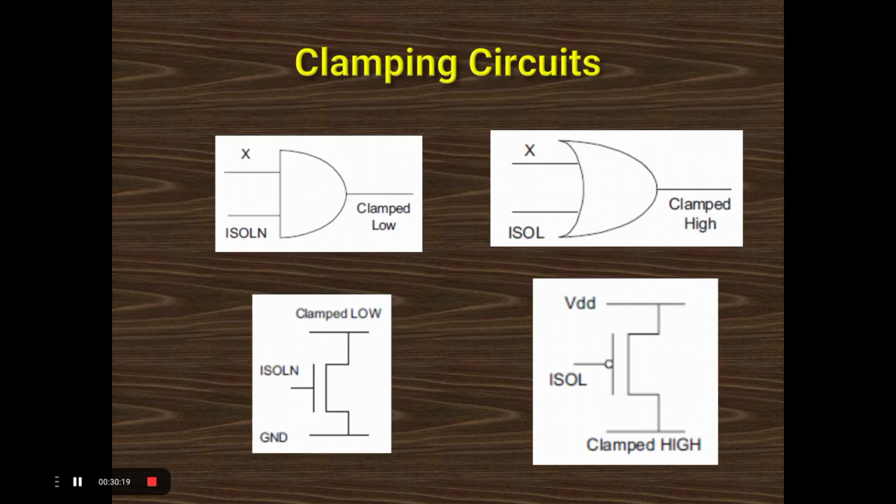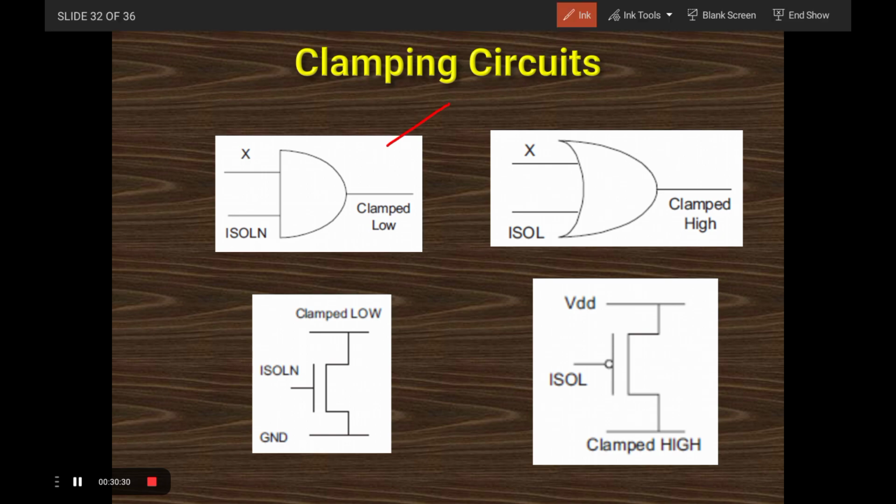Based on the circuit operation, we can prefer these different types of gates in the case of clamping. So the AND gate is used for clamping low, and these are for clamping high.